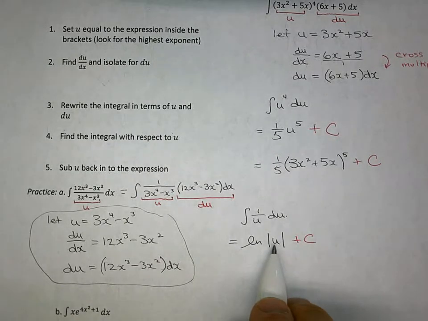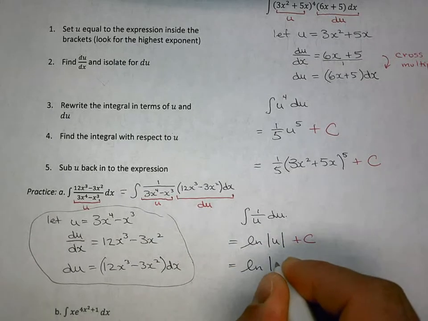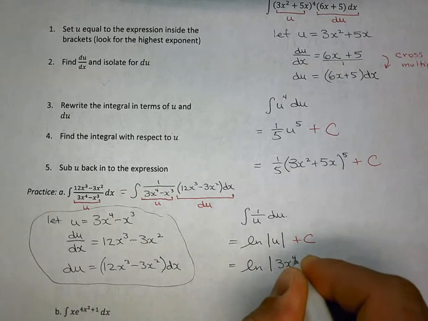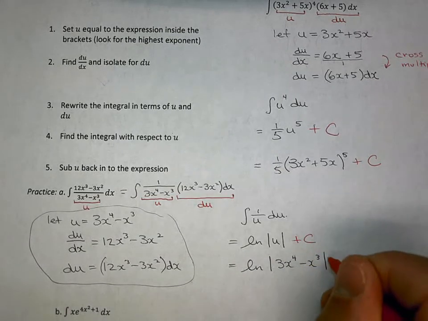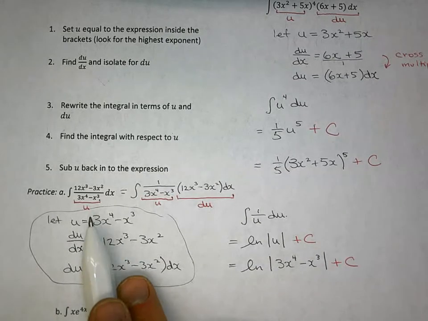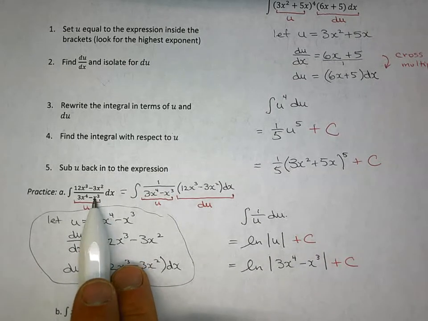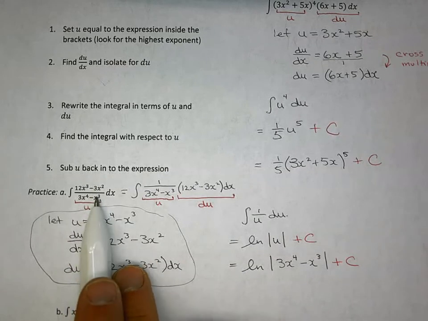I just have to sub in the expression for u, which is defined over here. So I get ln absolute value of 3x to the power of 4 minus x cubed plus c. Again, you might have been able to jump to this just by looking at this, because it's very convenient that this is the derivative of that.